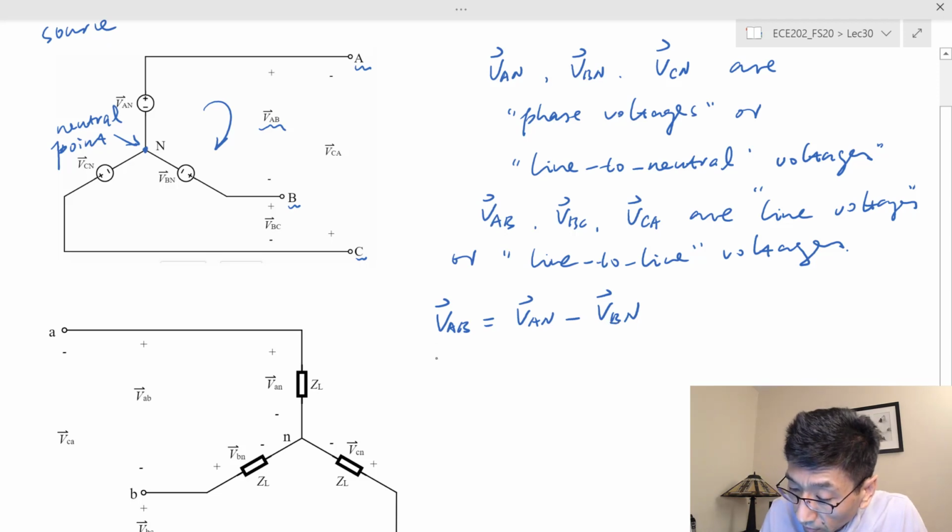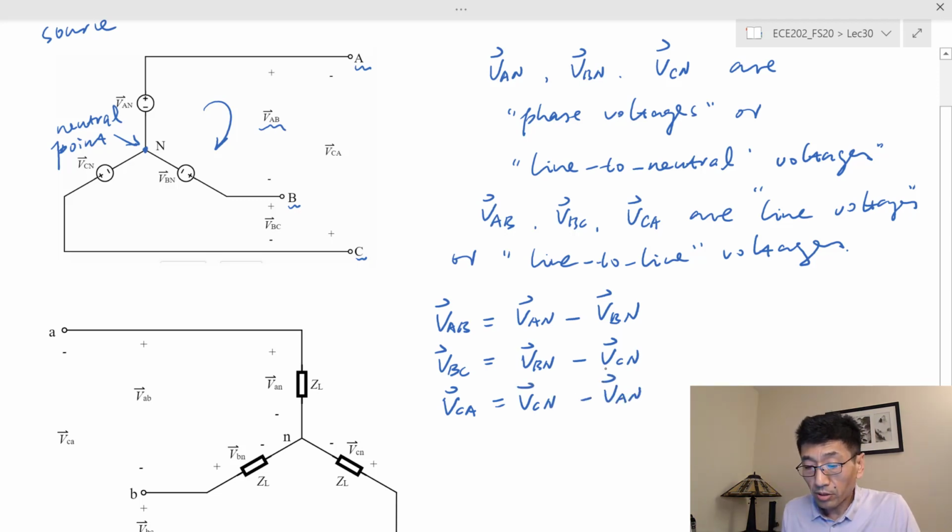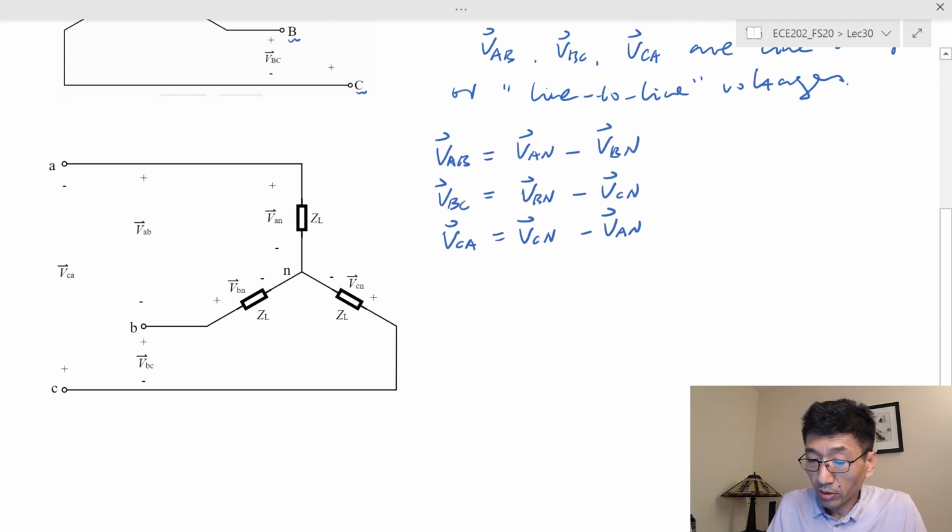Okay. And for VBC, similarly, you can apply this KVL. That's going to be equal to VBN minus VCN. And VCA is equal to VCN minus VAN. Okay, so we can do the same for the load.